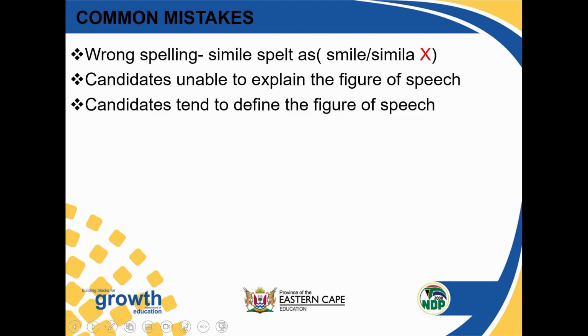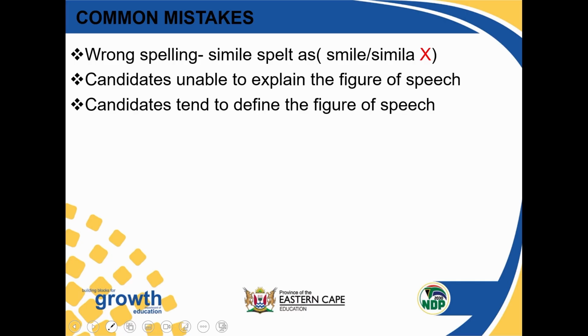Right, now let's go to the common mistakes that learners make when it comes to the figures of speech. Now, the first one is writing the wrong spelling, most especially when it comes to simile. Most of the learners write smile or similar. And you know what the markers do? They will smile back with an X on that response. So make sure that the spelling is correct.